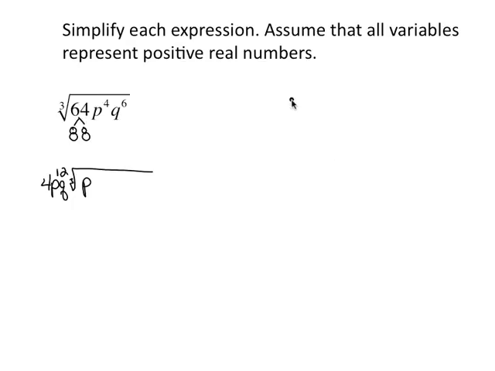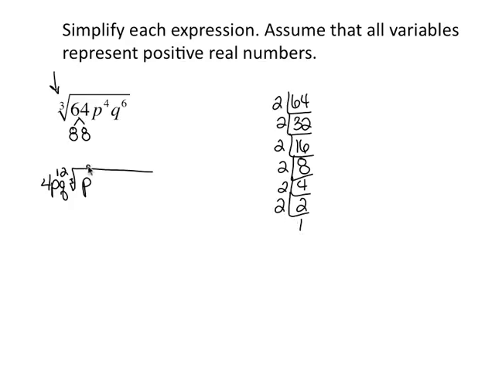If you can't recognize that 64 is equal to 8 times 8, the cubes inside of 64, you could do the prime factorization for 64. So we start with the smallest prime number, which is 2. 64 divided by 2 is equal to 32. Divided by 2 is 16. Divided by 2 is 8. Divided by 2 is 4. Divided by 2 is 2. Divided by 2 is 1.